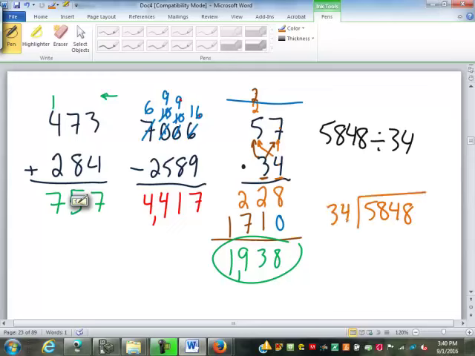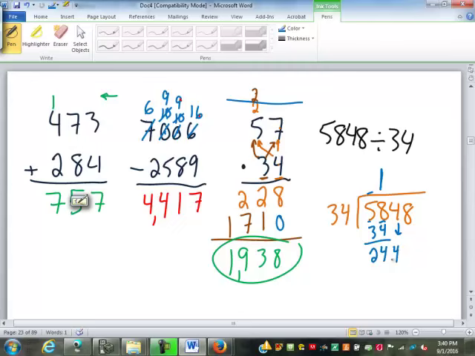So to do the 5,848 divided by 34, I have to put it in my long form like this. Is the easiest way, at least for me it is. 34 does not go into 5, so I leave it blank above the 5. 34 does go into 58. Goes in there once. I put a 1 above the 58. 1 times 34 is 34. I subtract, I get 4 and 2. Bring down my next digit, which is the 4.